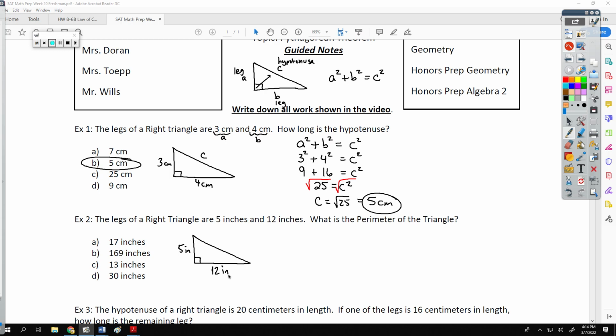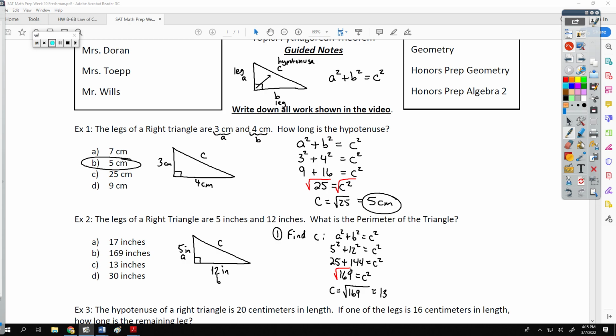Well, in order to find the perimeter, we need to know all 3 side lengths. So step 1 is to find the value of C using the Pythagorean theorem. A squared plus B squared equals C squared, where A is one of the legs and B is another leg. So we have there 5 squared plus 12 squared equals C squared. 5 times 5 is 25. 12 times 12 is 144. We would add 25 and 144 together to get 169 equals C squared. So C is the square root of 169, which would be 13.